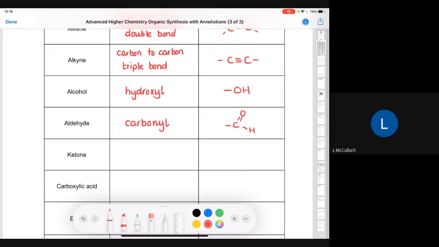Right, so for our ketone, it's also a carbonyl functional group. And for this, we've still got a C double bond O, and that C double bond O is in the middle of two other carbons, so it's not attached to a hydrogen. It's not found at the end of a chain, it's found in the middle.